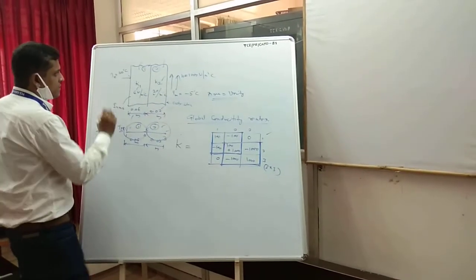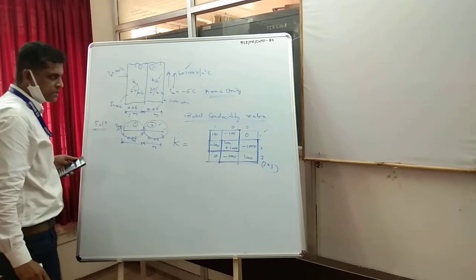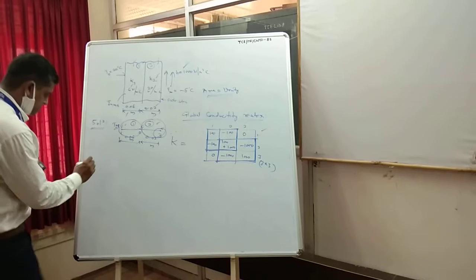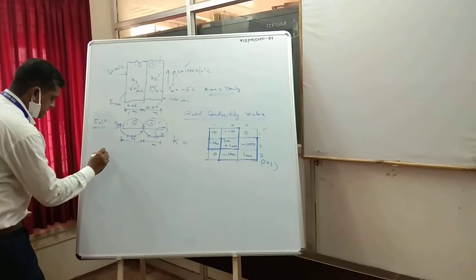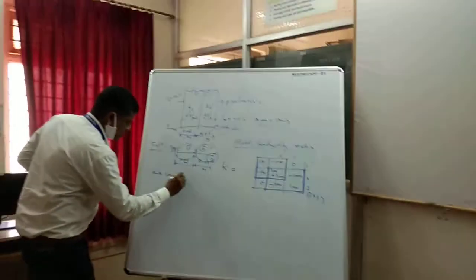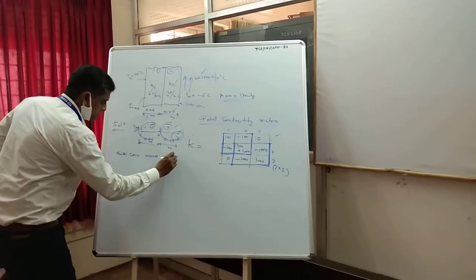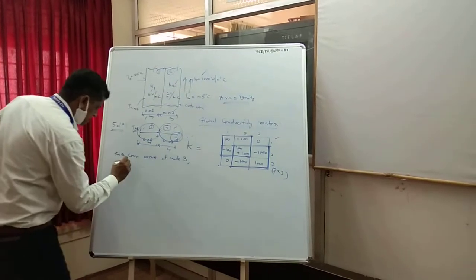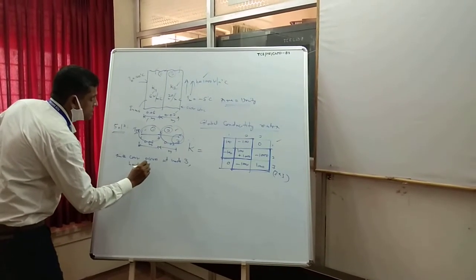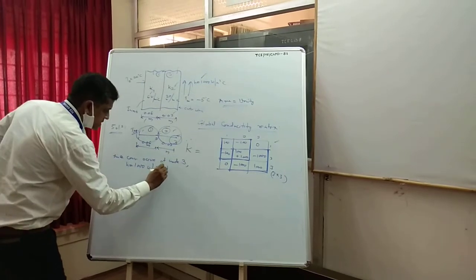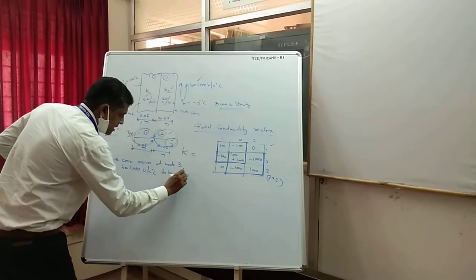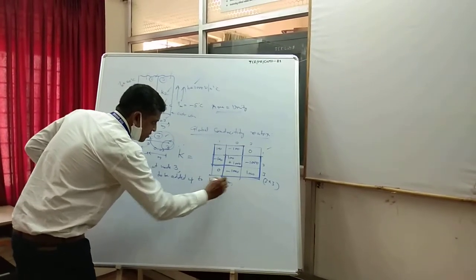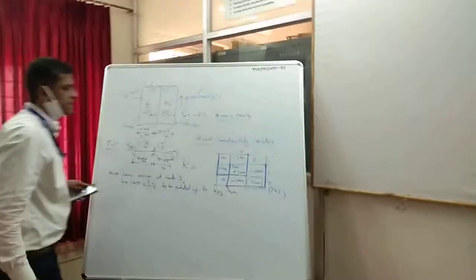Now, considering the convection occurs here on the right side surface of this composite wall, that means at node 3. Since convection occurs at node 3, that is on the right side surface of the wall, H equals 1000 watt per meter square degree Celsius is to be added to the K33 term. What is the K33 term? Here, this is the K33 term.